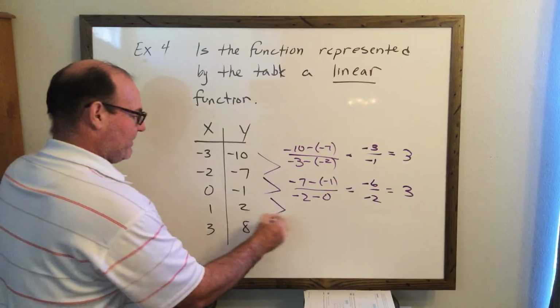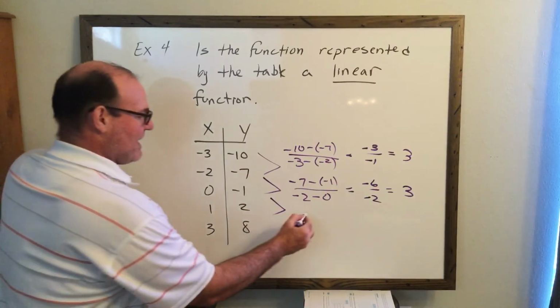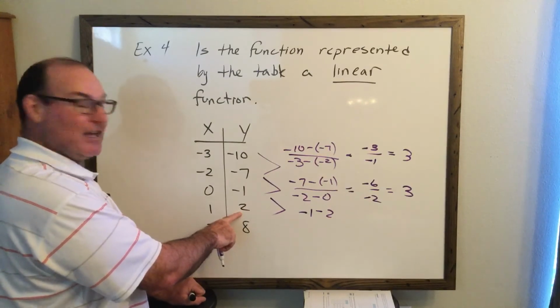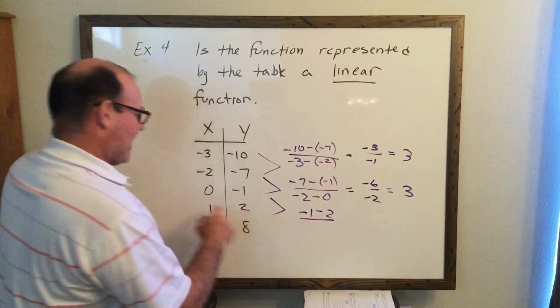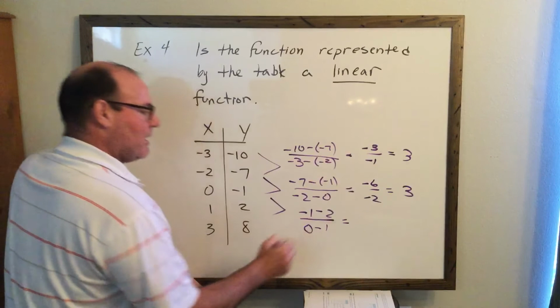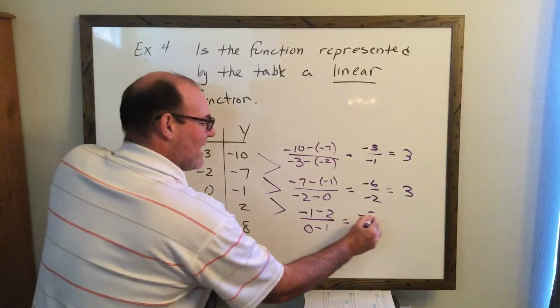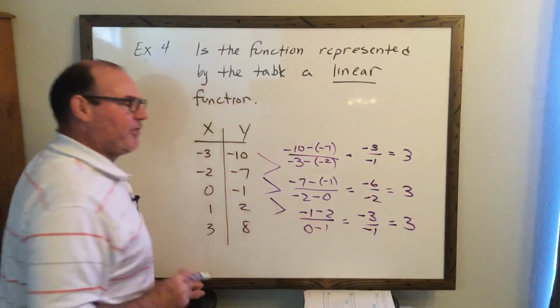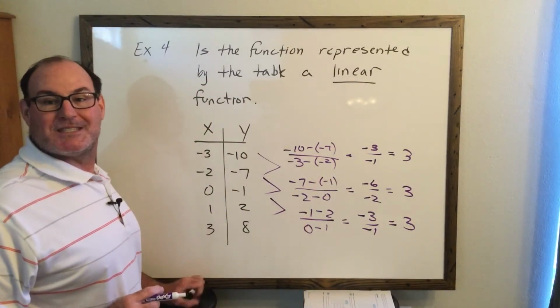Let's do it again. So the next pair of points, I've got -1 minus 2. So this isn't a -2 this time. It's -1 minus 2. And then I have 0 minus 1. So -1 minus 2 is -3. 0 minus 1 is -1. I've got a slope of 3. So again, the slope has not changed.